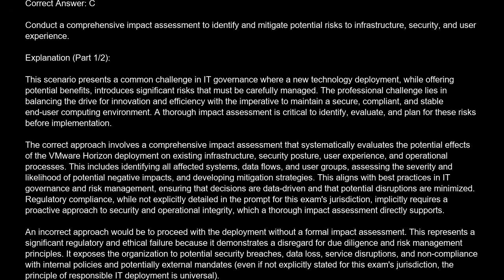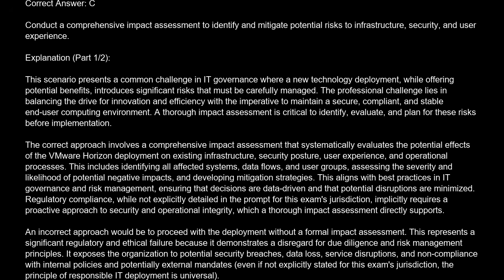The correct answer is C. Conduct a comprehensive impact assessment to identify and mitigate potential risks to infrastructure, security, and user experience. Explanation. This scenario presents a common challenge in IT governance where a new technology deployment, while offering potential benefits, introduces significant risks that must be carefully managed.